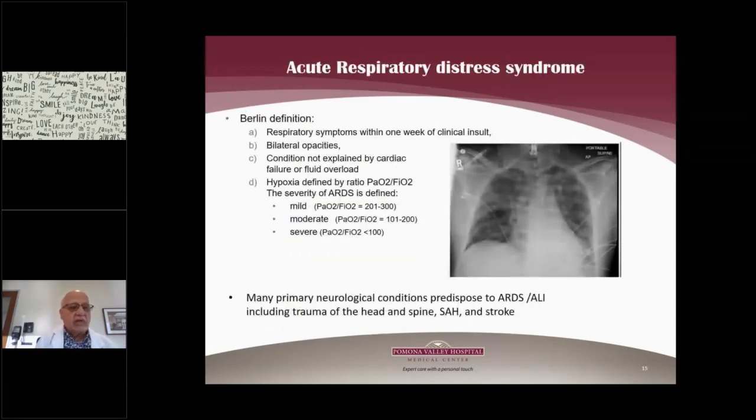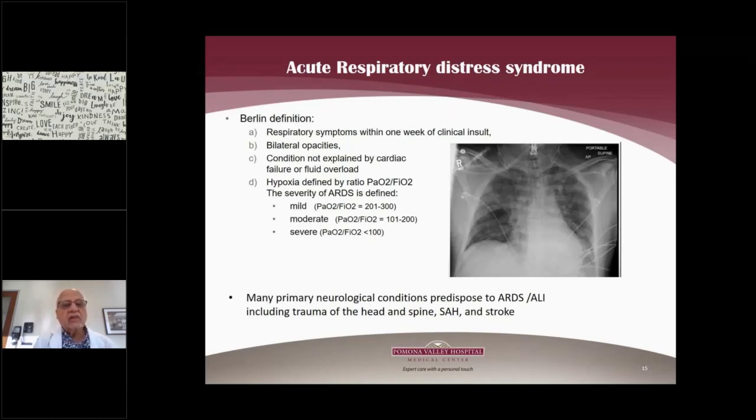I have a few scenarios now which we'll talk about, which we experience in the neuro ICU, and this could be non-neuro or otherwise too, but the management of scenarios like these is a little different in the neuro patient. Okay. One of these scenarios is the acute respiratory distress syndrome. Okay.